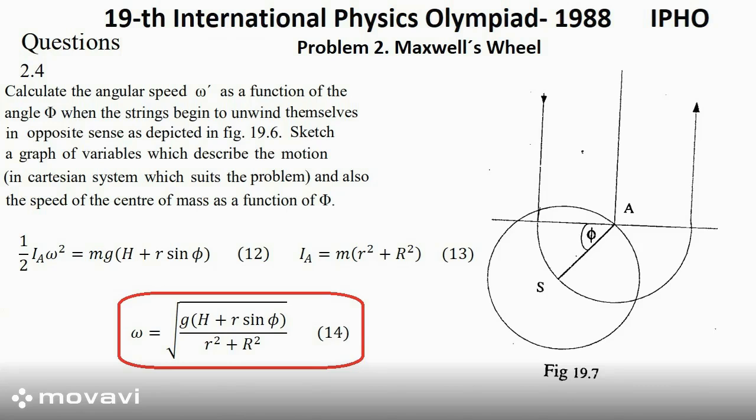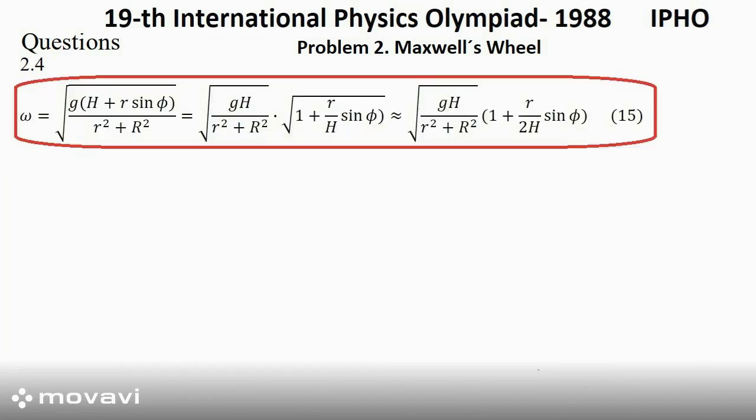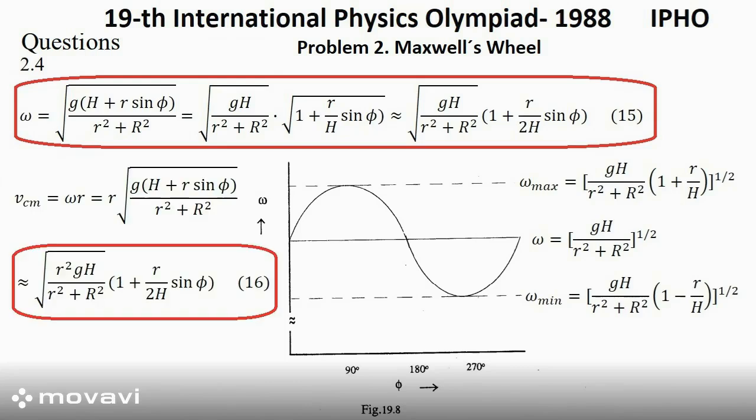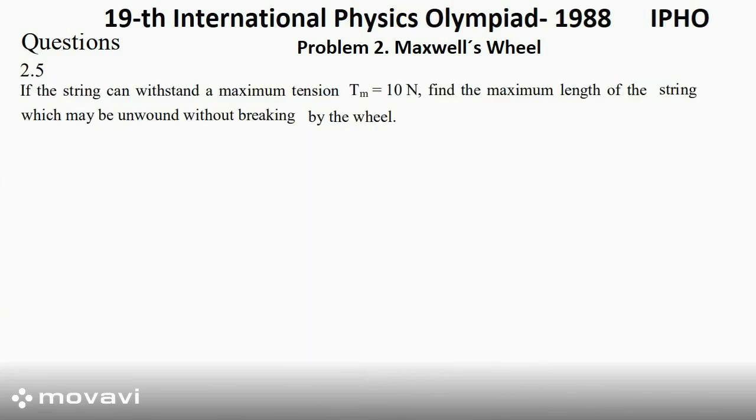To plot the angular velocity omega versus angle phi, note that r small is much smaller than the height h. Thus, formula 14 with a known approximation is transformed into 15, which is a shifted sinusoid. Figure 19.8. The velocity of the center of mass is calculated accordingly by the formula r small times omega, which leads to formula 16. This was the solution to question 4.